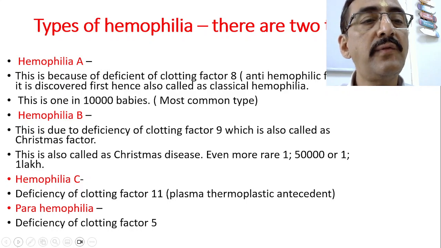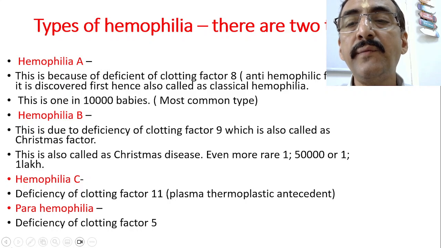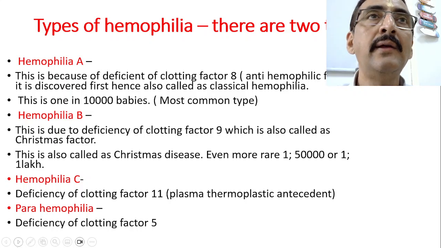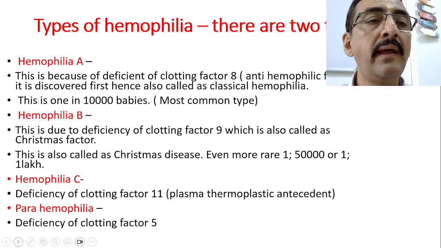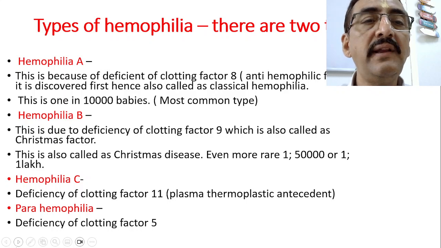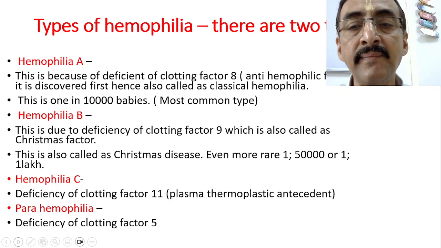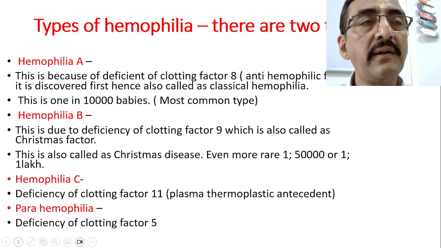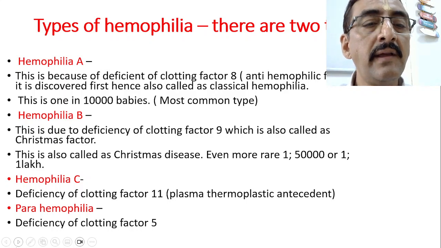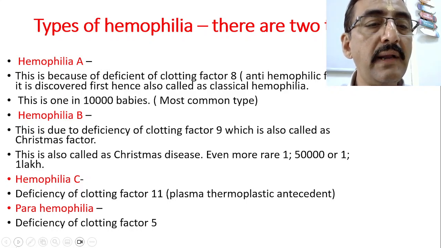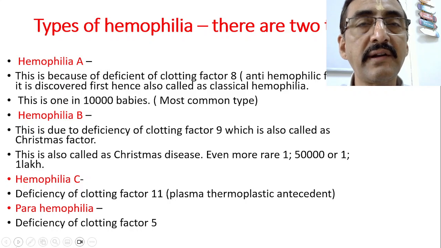Looking at the incidence of hemophilia B, it is even more rare, 1 in 50,000 or 1 in 1 lakh. So compared to hemophilia A, hemophilia B is quite a rare disease. Come to the next one, hemophilia C. Hemophilia C is because of deficiency of clotting factor 11, also called plasma thromboplastin antecedent. If there is a deficiency of factor 11, it leads to hemophilia C, whereas parahemophilia is because of the deficiency of clotting factor 5.